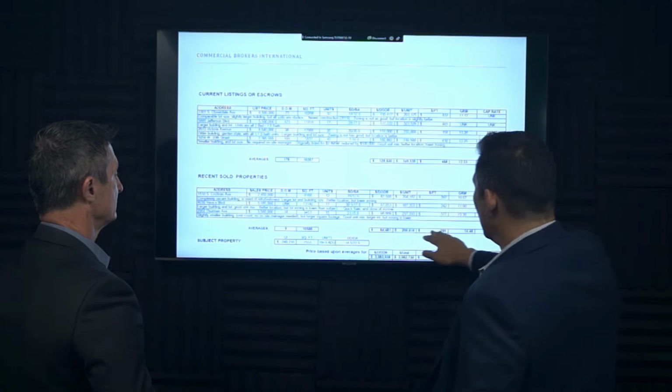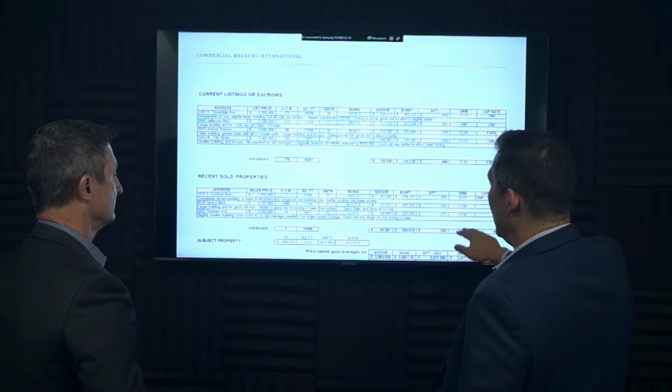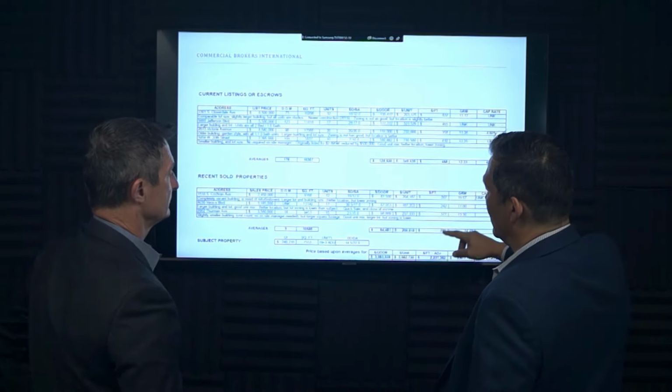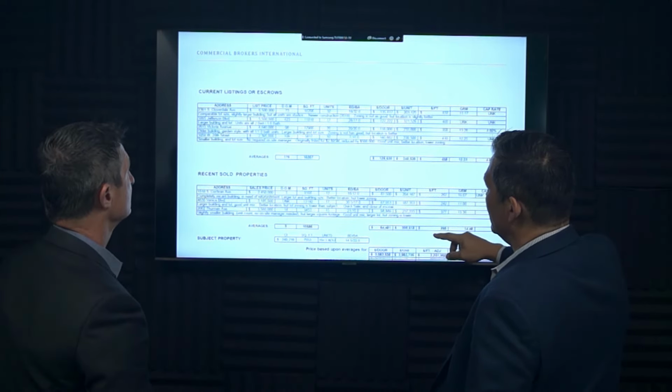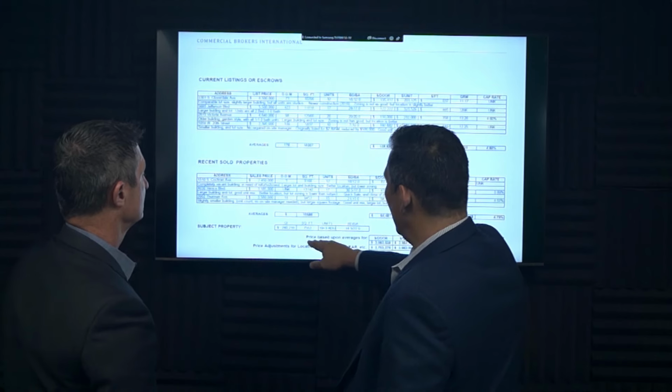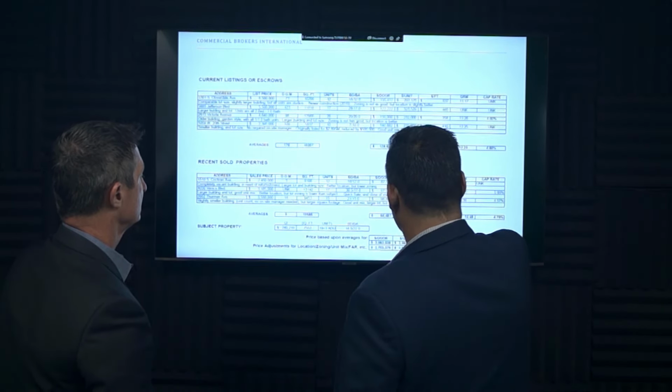We then have a summary sheet here, and if you can actually just scroll down a little bit, you'll see what we did: we have price based on averages right across the board here.